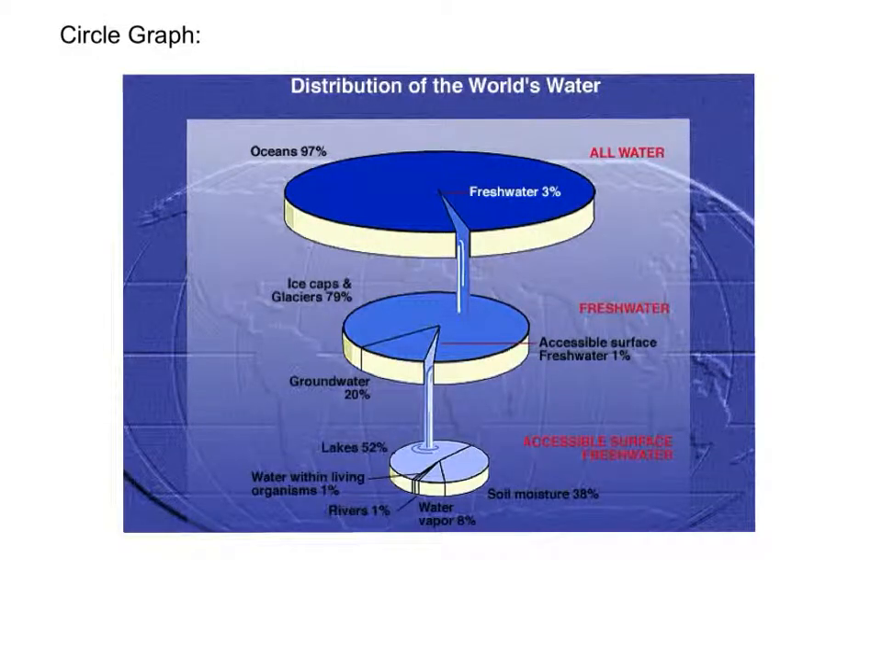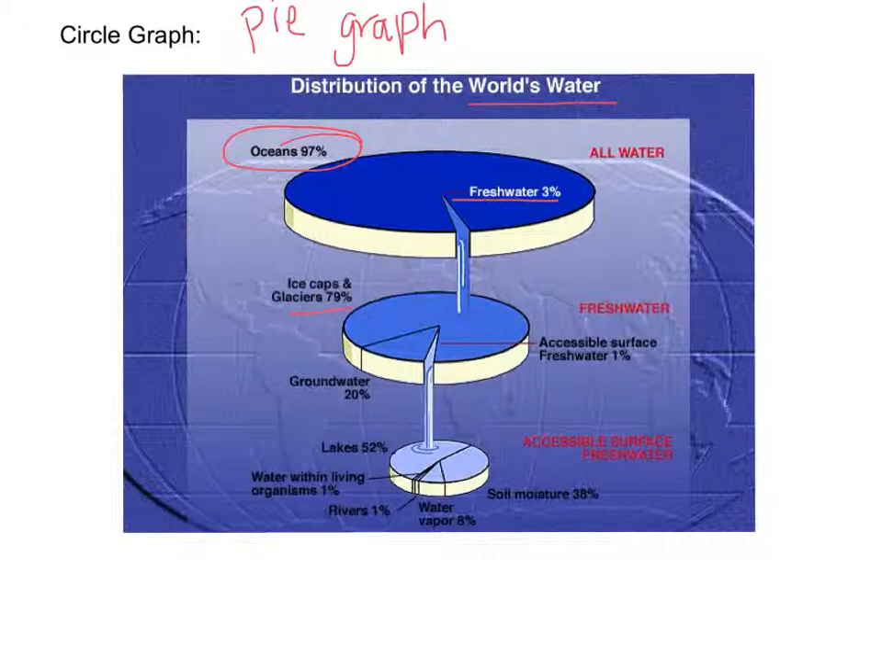A circle graph, or pie graph as it's commonly called, is really useful when you want to know how a quantity is divided into its parts. So for example, here, the world's water, we can see that 97% of it is in the oceans, only 3% of it is fresh water, and out of that fresh water, 79% is in glaciers, and we can go on and on. And it can be a really important visual to really see things such as how little fresh water is actually available to us in the world.